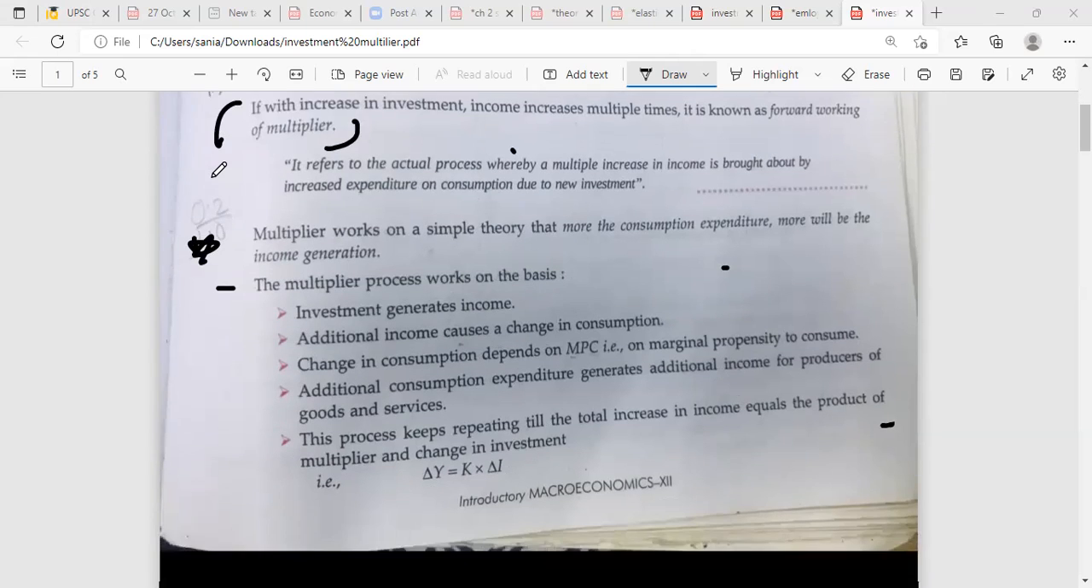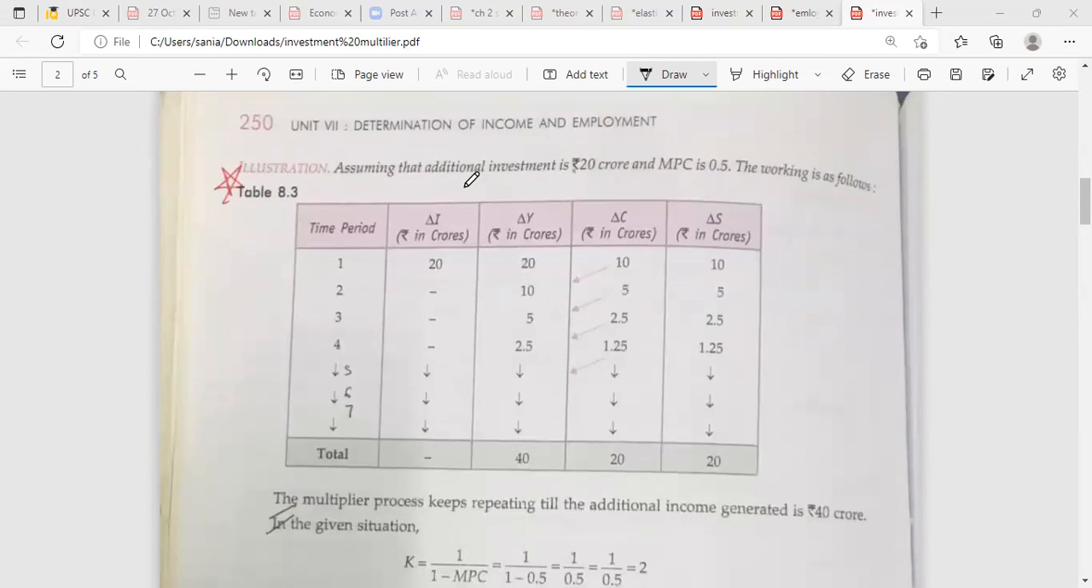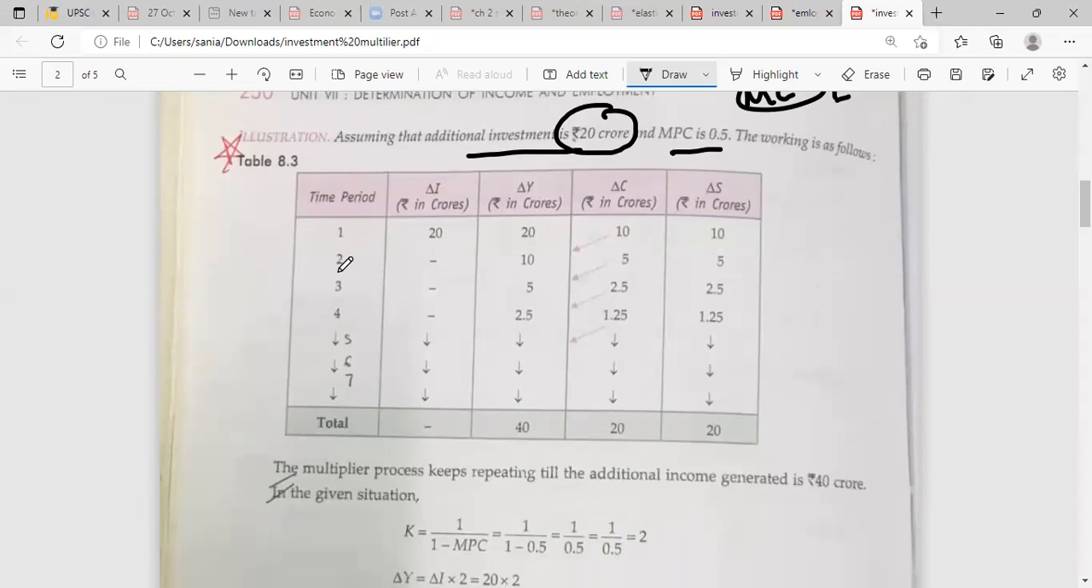I think Halima is facing network issues today. Now we will be doing the investment multiplier. The way we did the money multiplier, the money creation, similarly the investment. Assuming that additional investment is rupees 20 crore and your MPC is 0.5, it works like this. Time period 1, 2, 3, 4, 5, 6, 7.